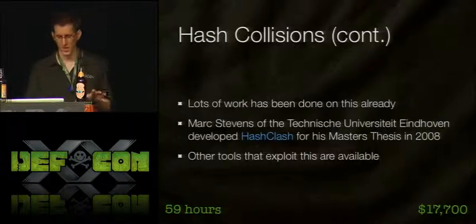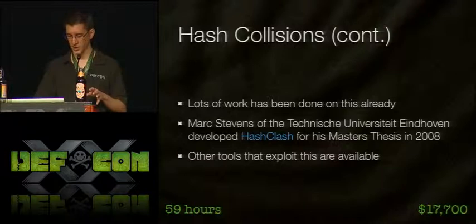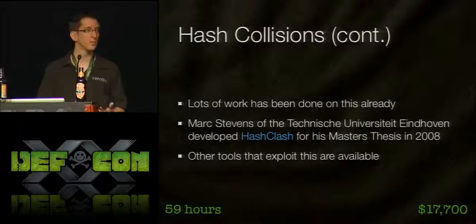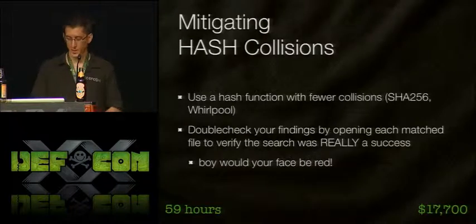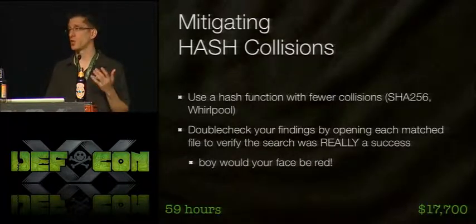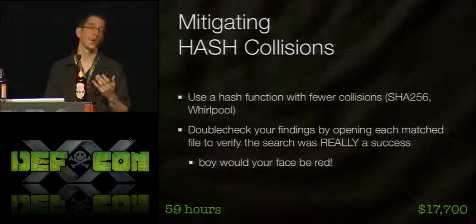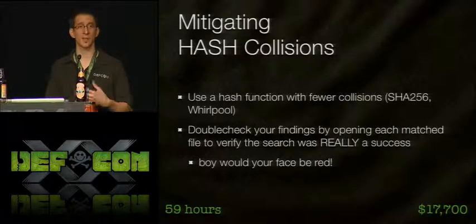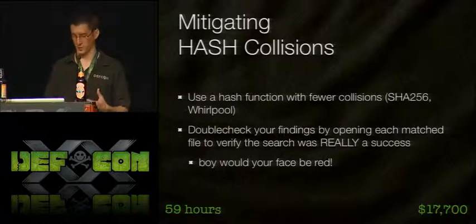Now, a lot of work has been done on this already. Mark Stevens wrote his thesis on this in 2008, which sort of kick-started the whole MD5 is broken thing. I recommend you do a Google search if you're interested in creating files that have similar hashes, because there are definitely tools out there that can do this. To mitigate this is, again, fairly simple. Don't use a broken hash algorithm. It's been broken since 2008, people. There's no need to use one of these broken algorithms. Use SHA-256 or Whirlpool or something else that doesn't have any known collisions.